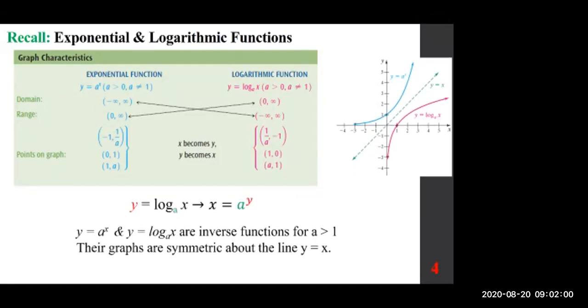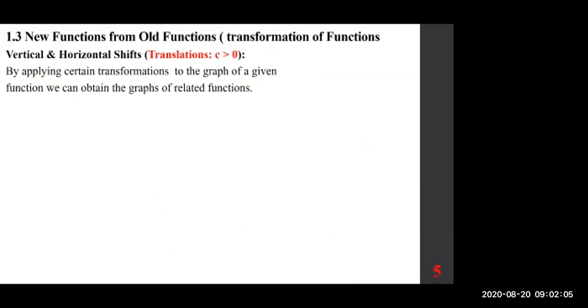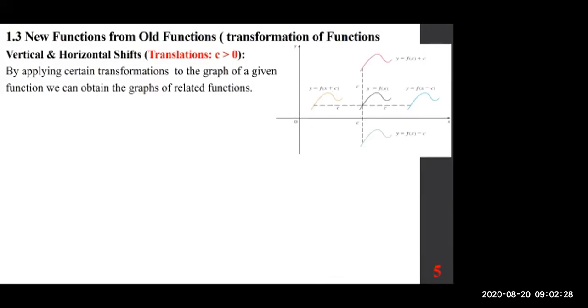All right, so logarithmic functions, exponential functions, and the graphs we are comfortable with. So we are looking at new functions from old functions, which is really the idea of a translation. First, we're going to quickly remind you of vertical and horizontal shifts or translations. To make life easy, we assume c is positive. If you look at the graph, it shows you what's happening.